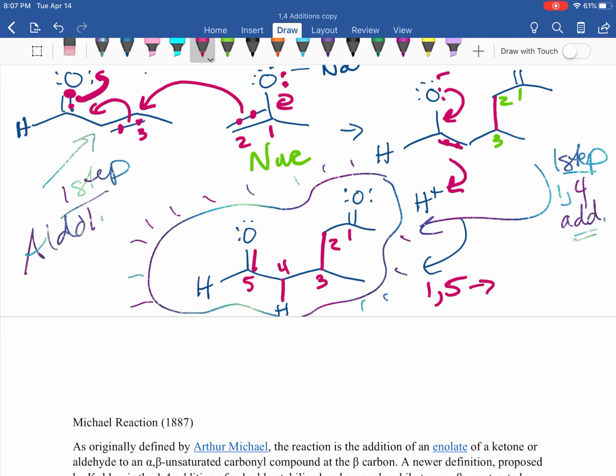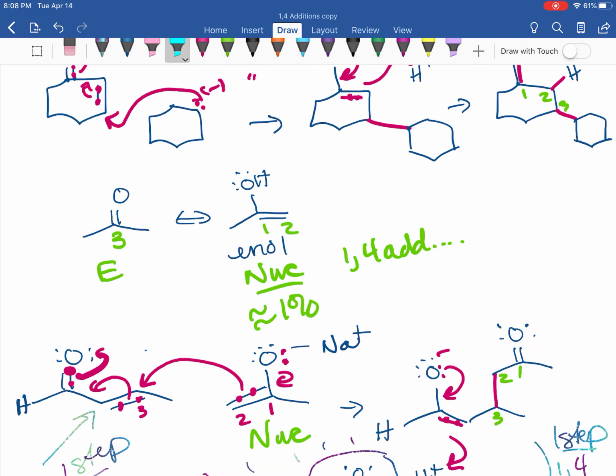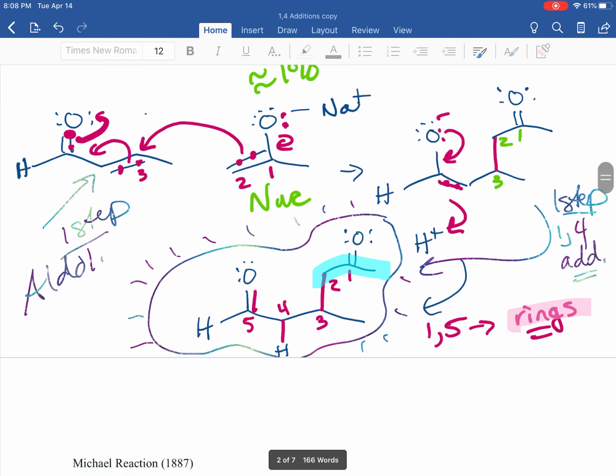I want you to keep in mind this is a new spacing. When those oxygens are 1,5, we are headed to rings. Oh my gosh, this is going to be so exciting. So if you can believe this type of reaction, the specific substrates were with some esters, but now 150 years later, the general term of a Michael reaction is used. Anytime you do a 1,4 addition with an enolate, it's often given the term Michael addition.